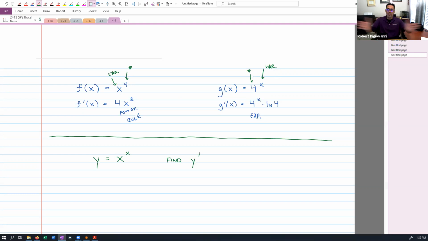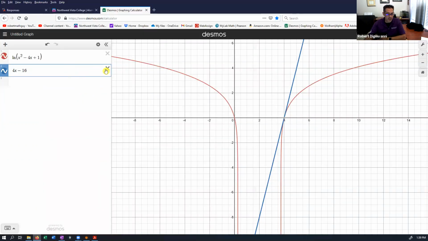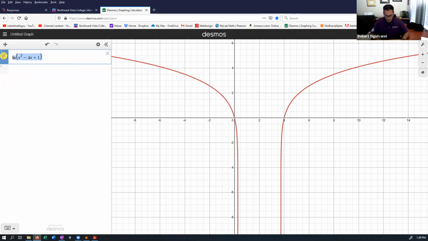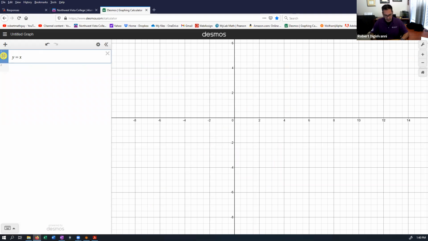Now, in all of your studies, college algebra, pre-cal, you studied all these different functions. You never studied this function. You never looked at it. We intentionally stayed away from anything like this. So let's just go look at it. Let me graph it on the computer. Let's ask the computer to graph y equals x raised to the x.